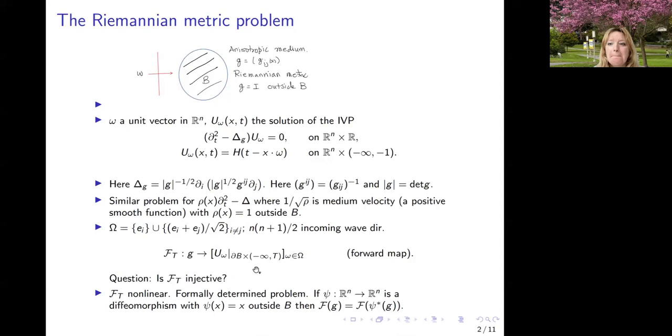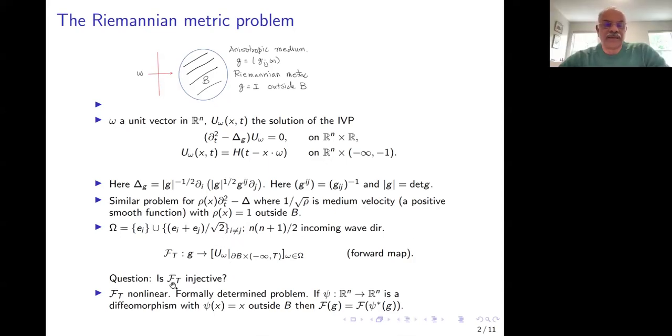Thank you. So, of course, we all know that ft is a nonlinear map. The dependence of the solution on G is nonlinear. Different people think about how you measure how much dependence, but in the usual sense, it's a formally determined problem. You're trying to recover a function G, which depends on n variables, x1 through xn. Your measurements are on the boundary, that's n minus 1, plus 1 for time, that's n. So in that sense, it's formally determined.